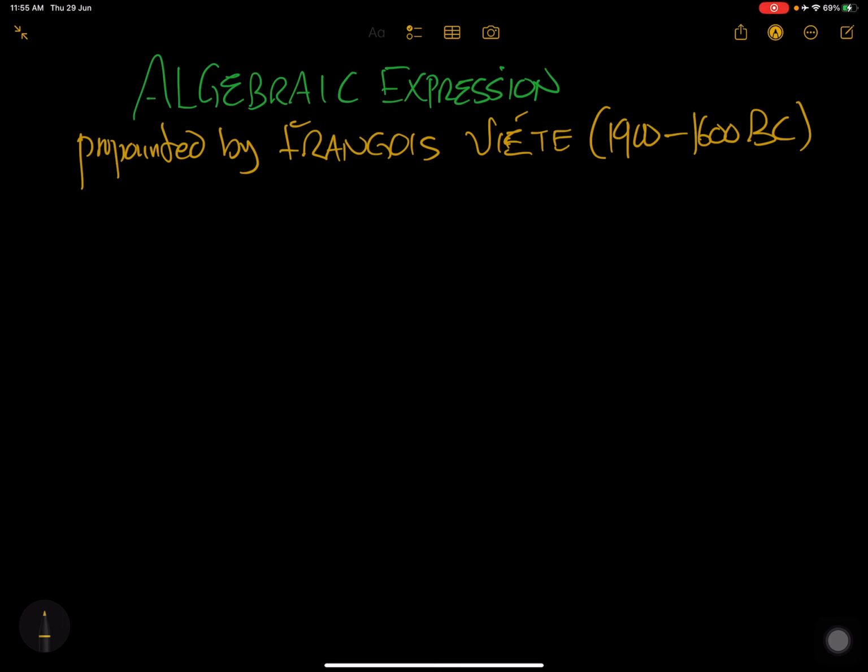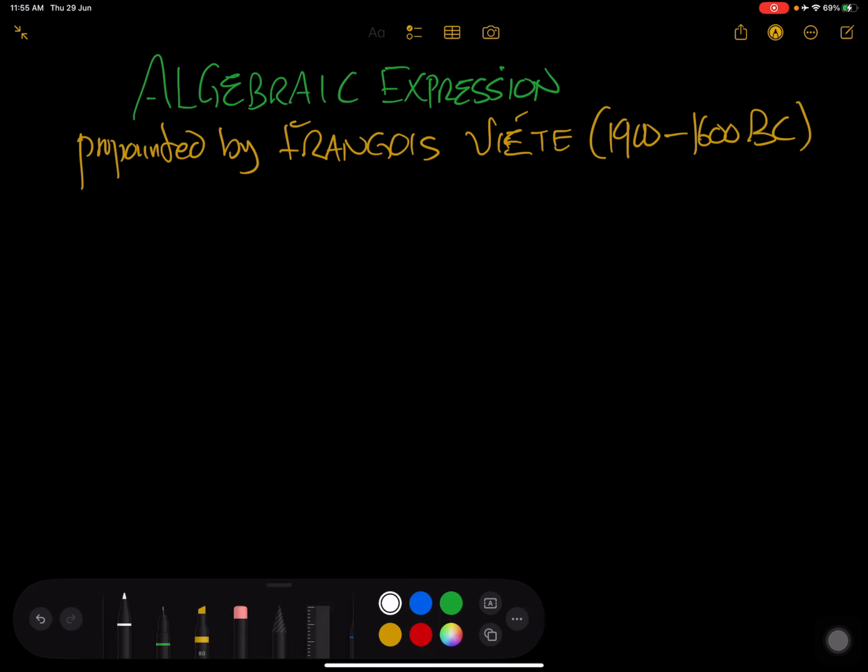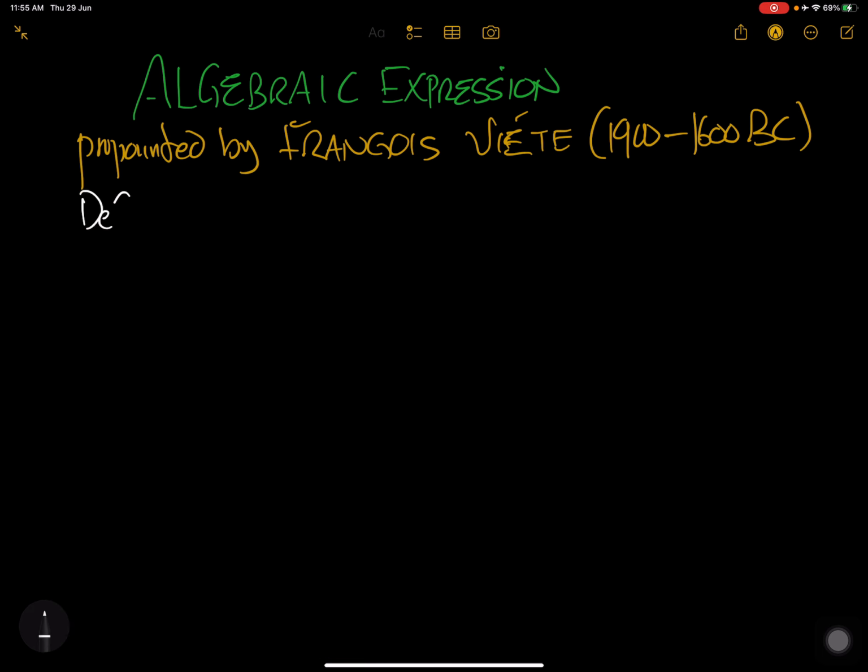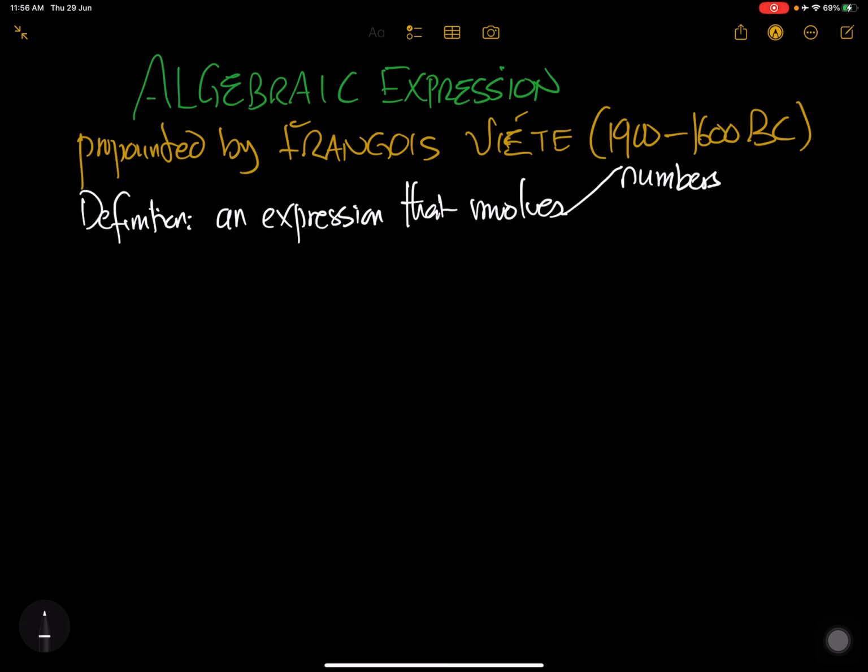And we said that this is very important. Algebraic expressions are very important because they help us analyze numbers and variables together. By definition, an algebraic expression is an expression that involves numbers, and at the same time it also has variables such as x, y, z, and numbers like 1, 2, -5, etc. And it has no equality sign.